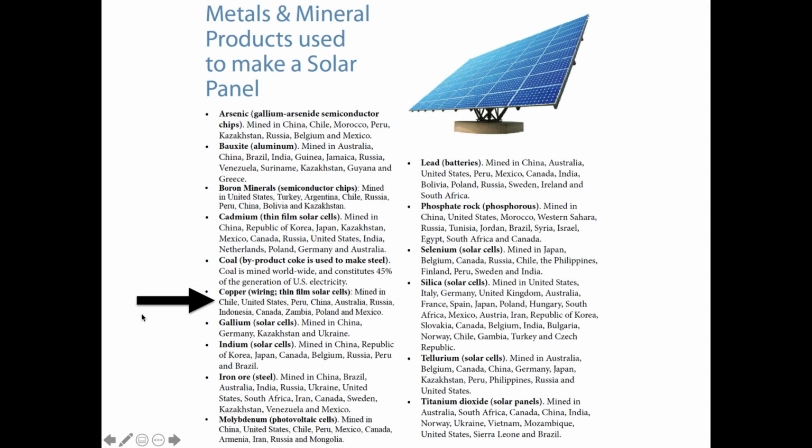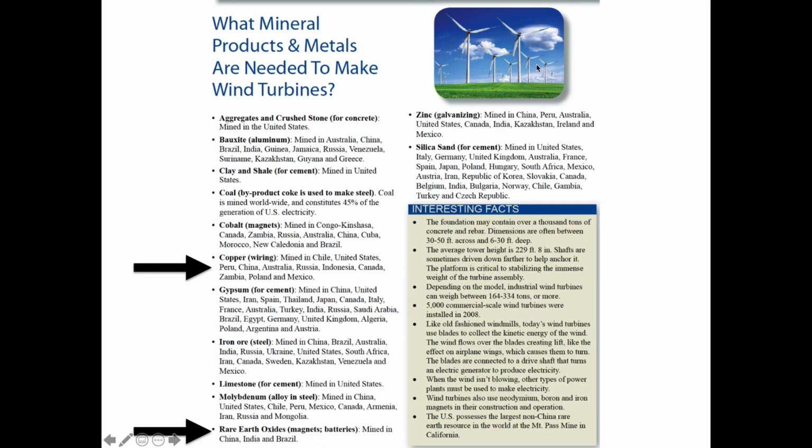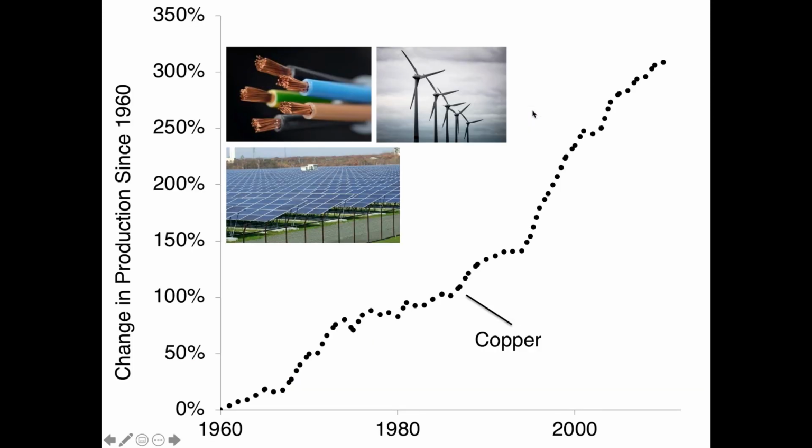So for many of the lectures in the first part of the class, I focused on the metal copper, which we extract from the mineral chalcopyrite. And copper is used for the wiring. It's used to transmit electricity. It's also used in the thin film solar cells. All of these resources have to be mined somewhere to produce solar. The same can be said for wind, where we can see all of the various resources and all of the countries where we mine those resources.